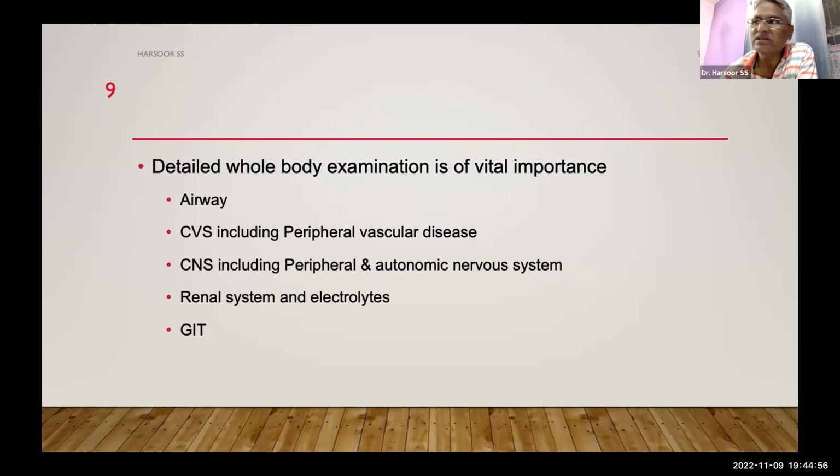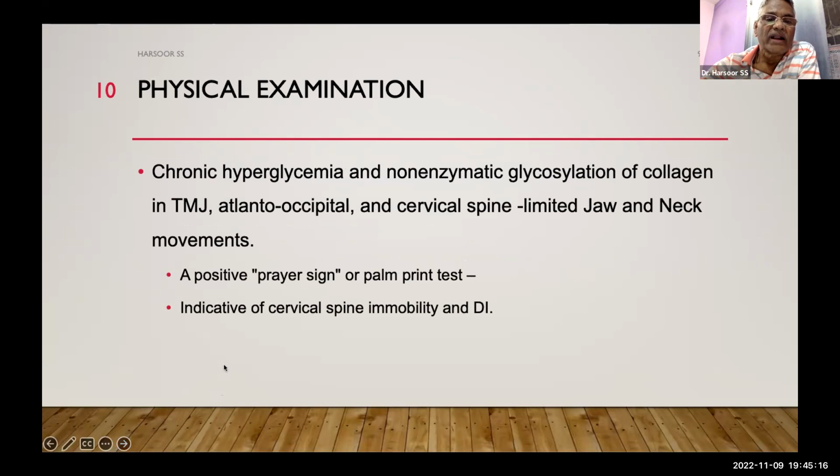And as an anesthesiologist, I'll be focusing my examination, in addition to the general examination, on the airway, the cardiovascular system, including the peripheral vascular diseases, the central nervous system, including the peripheral and the autonomic nervous system, and the renal and gastrointestinal systems also, to some extent. And whether the patient has chronic hyperglycemia, because if there is hyperglycemia, there is non-enzymatic glycosylation of the collagen tissues, especially in joints like the temporomandibular joint, the atlanto-occipital joint, or even the spine.